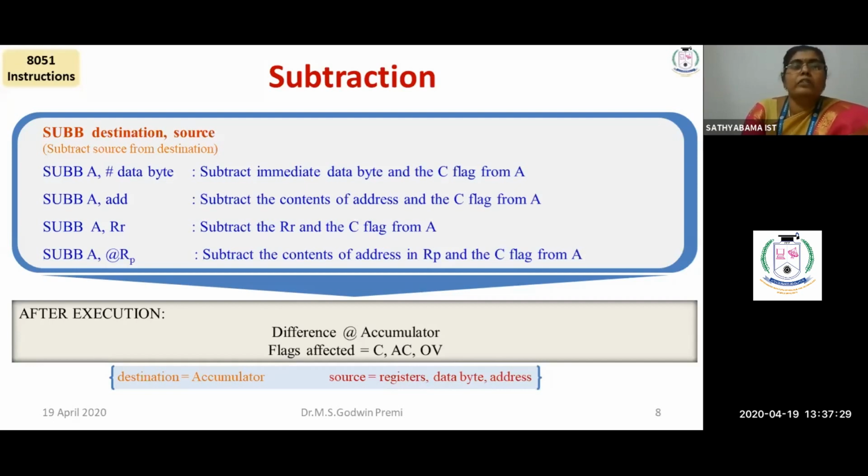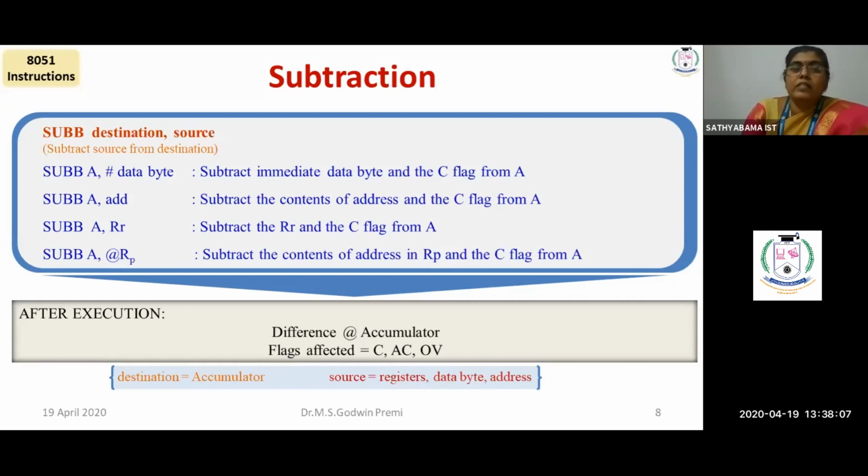Okay. So first we can go with the first instruction, SUBB A, comma, hash 8-bit data. Here subtract the immediate 8-bit data and the carry flag from A. So here we have to perform along with carry from the accumulator, and the difference is stored in the accumulator. Whenever we do the subtraction, the carry flag is considered as the borrow flag.